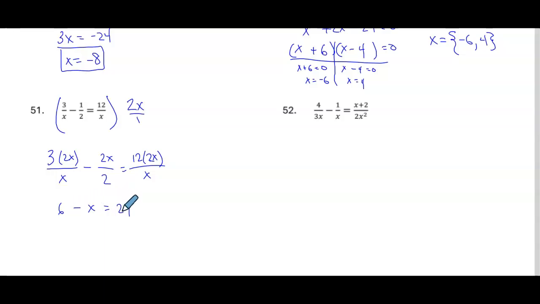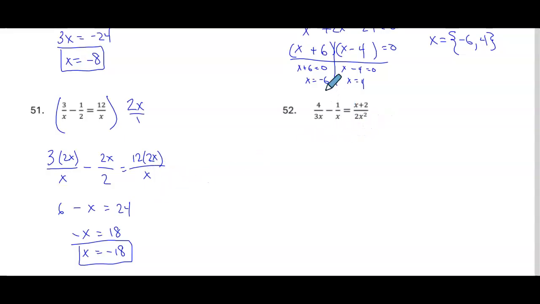So if I subtract the 6 over, I have negative x equals 18. Divide by negative 1, and x equals negative 18. And then I just double check to make sure there's no dividing by 0. We're okay. So x equals negative 18. The hardest part about those is just identifying what to multiply it by and converting the fractions. But once you get that, it's very simple at the end.